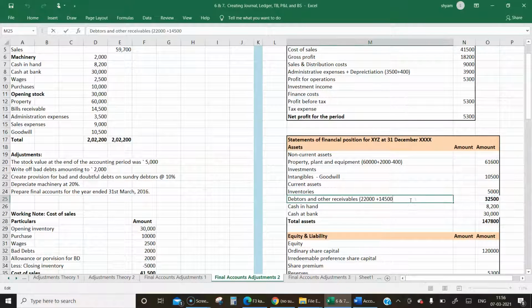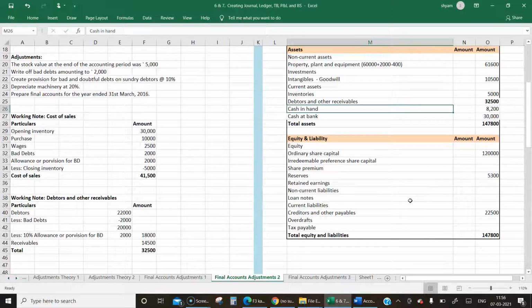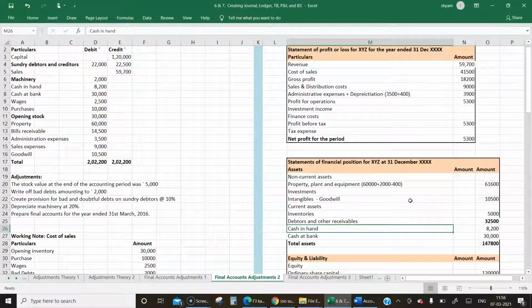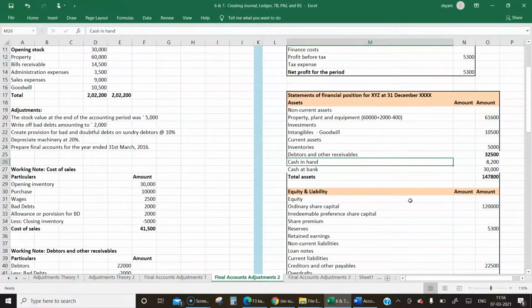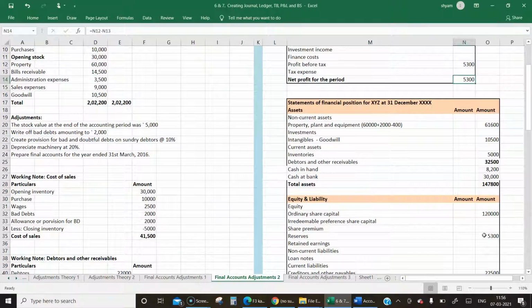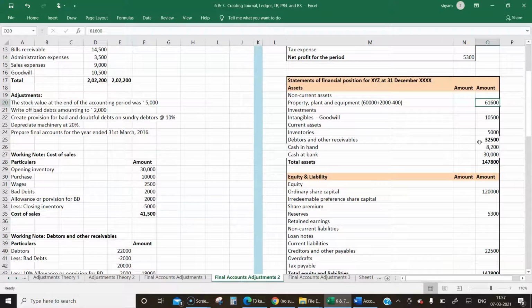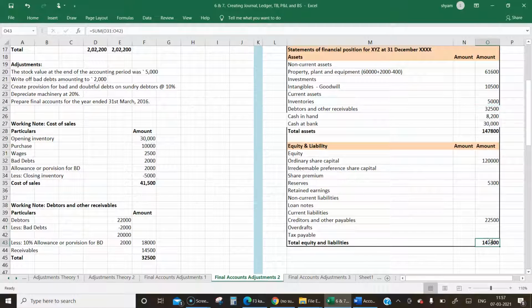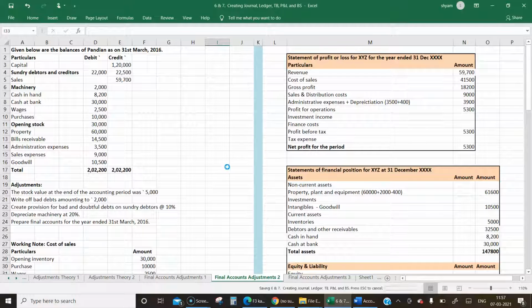We don't need this part because we have still created a working note. Okay, so our sum is over and we have posted all the numbers and our balance sheet has also tallied. So we have got 5,300 as our profit. So that profit is pulled to the reserve part. And we have done all the adjustments also. So with that our sum is over, 1,47,800. So that's about this sum. We'll move on to the next one.